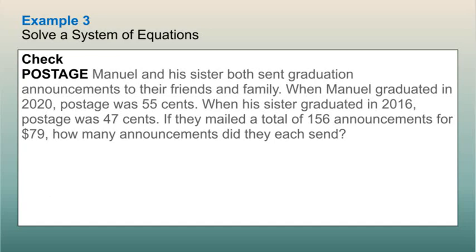And our last one, Manuel and his sister both sent graduation announcements to their friends and family. When Manuel graduated in 2020, postage was 55 cents. When his sister graduated in 2016, postage was 47 cents. If they mailed a total of 156 announcements for $79, how many announcements did they send? For our matrix, actually, we would come up with equations first.